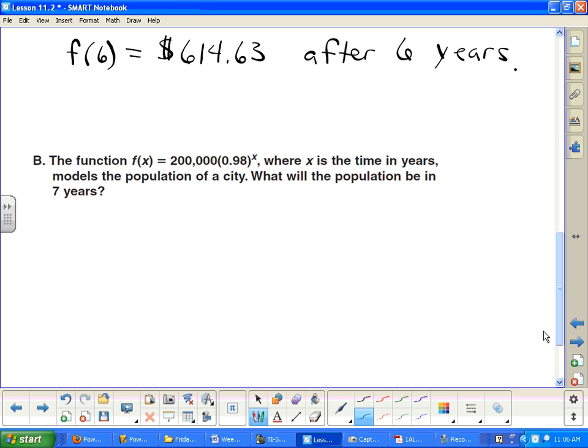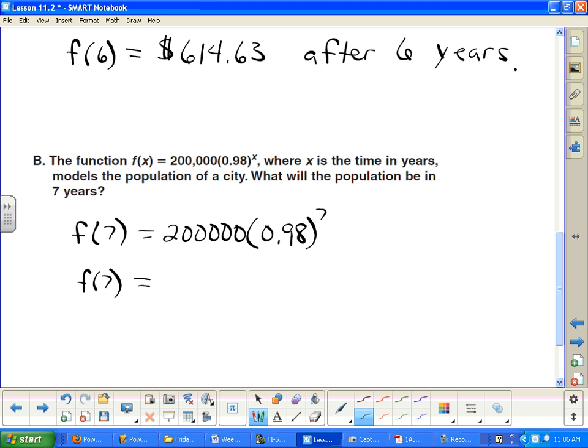We're going to have less than 200,000 people. All right, good. So we've got f of 7 then, because we're going to replace the x with a 7, equals 200,000 times 0.98 raised to the power of 7. Anybody know what the percent change is? Mitch, do you know what the percent change is? How shy of 100 is 98? 2. It's a 2% decrease then in the population every year.